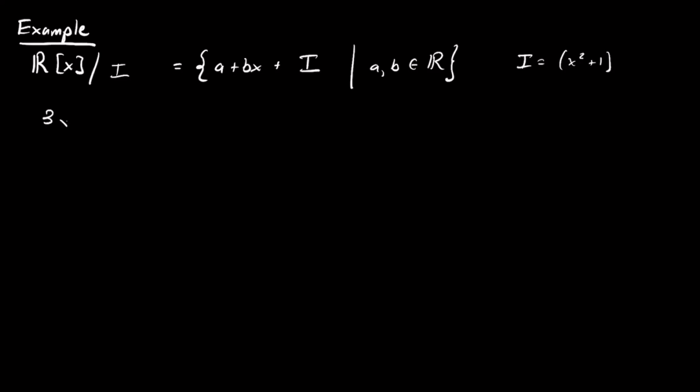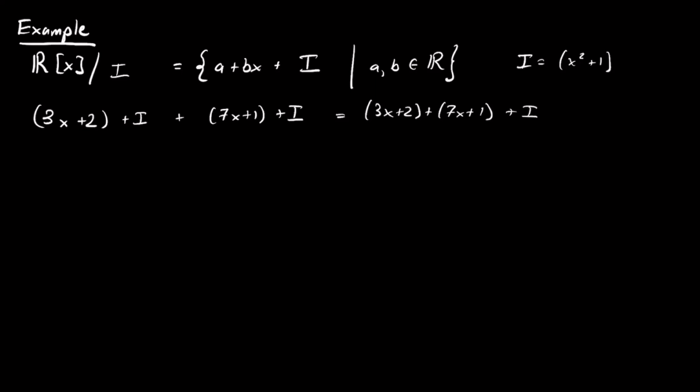So if I were to do something, for example, I would take 3x plus 2 plus I, plus, let's say, I want to add to this 7x plus 1 plus I. The way I would add these two is I would just take the polynomials and add them together. So this is going to be 3x plus 2 plus 7x plus 1, plus I. And I see that 3x plus 7x is 10x, and 2 plus 1 is 3. So I get 10x plus 3 plus I. All right, so this is the coset that I'm looking at. Pretty straightforward. Essentially, all I'm doing is adding term by term.